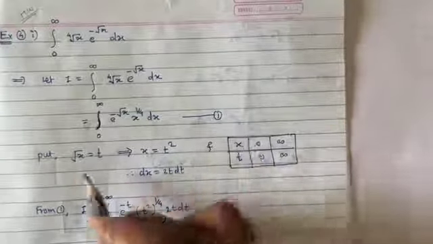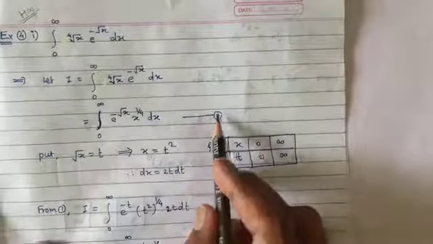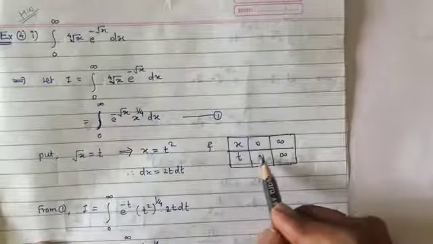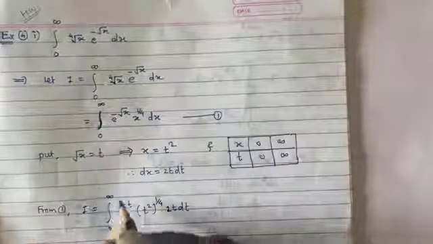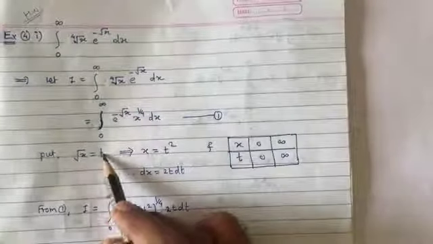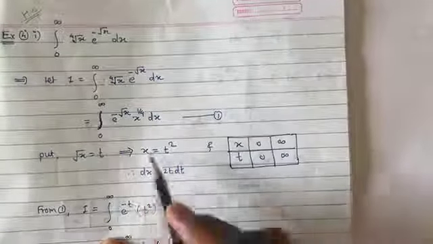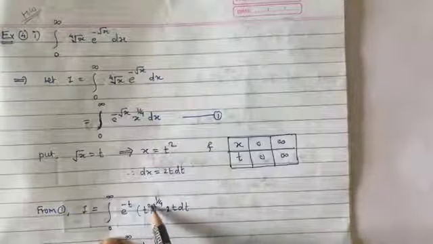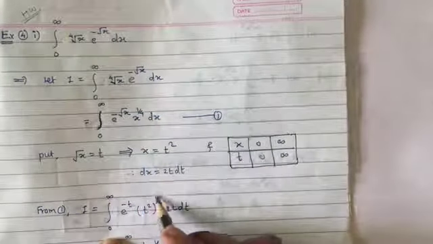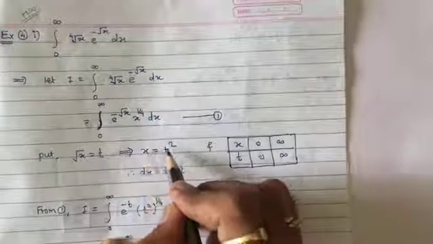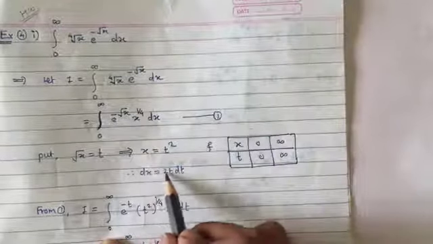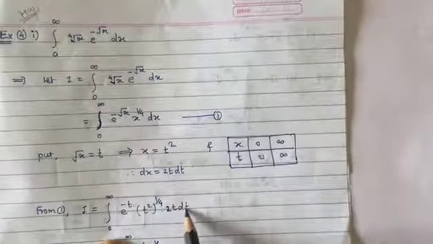Now put these values in equation number 1. From equation 1, the integration is from 0 to infinity as it is, because x from 0 to infinity means t also goes from 0 to infinity. There is no change in limits. Here e raised to minus root x is nothing but e raised to minus t. Here x is equal to t squared, so in brackets t squared raised to 1/4, and dx is nothing but 2t dt.